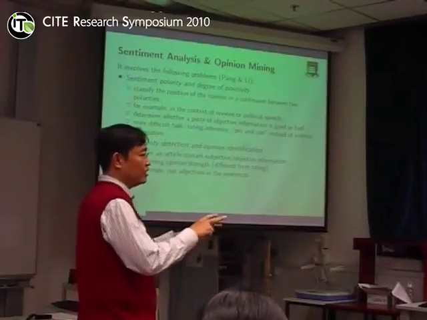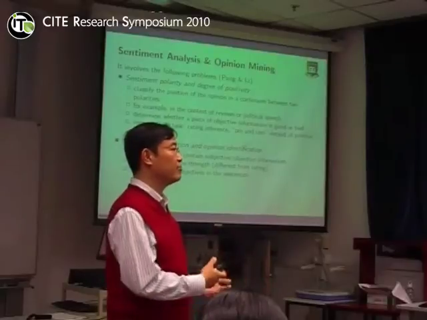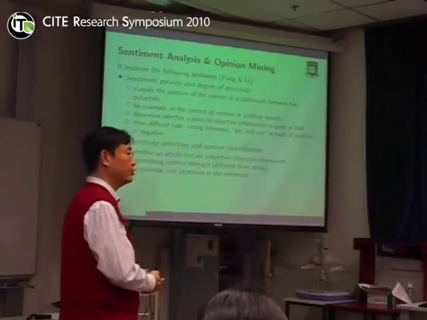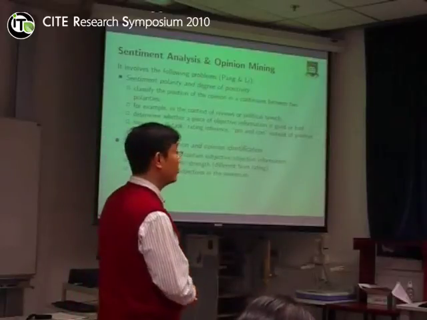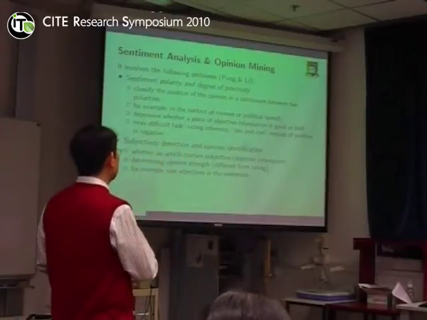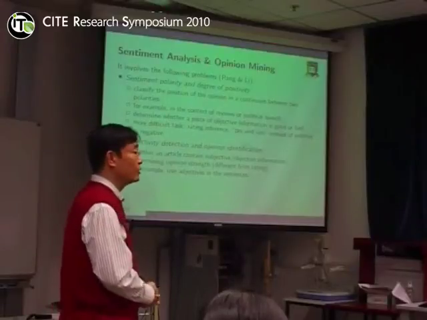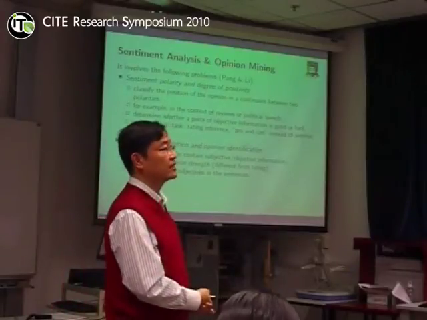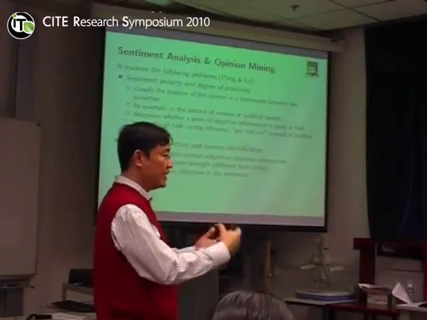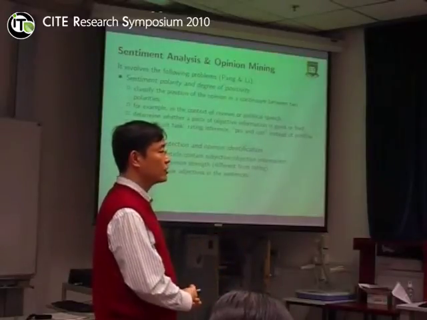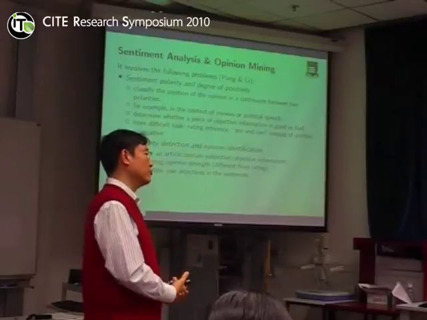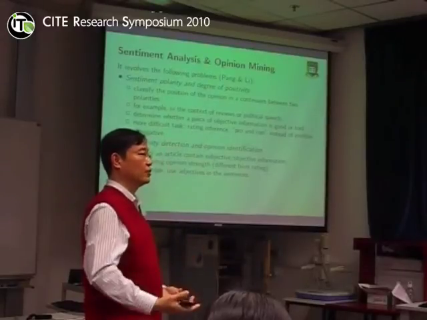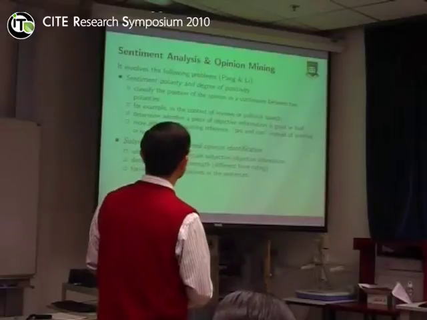Or not only binary classification, but a continuum between two extremes, the degree of positivity. So we can also do this classification, for example in the context of reviews or political speeches. By mining the articles on a website, for example, we can know the orientation of a particular website, whether it is conservative or liberal.